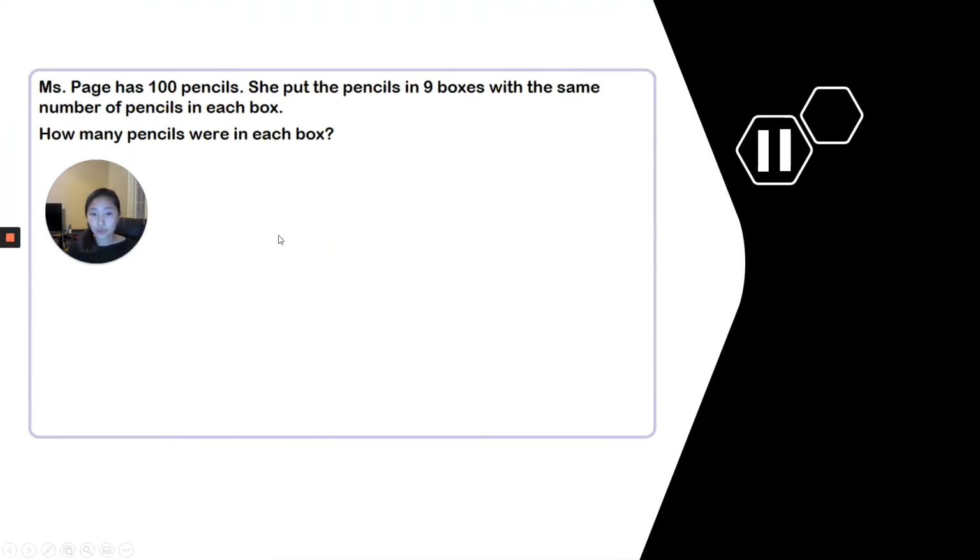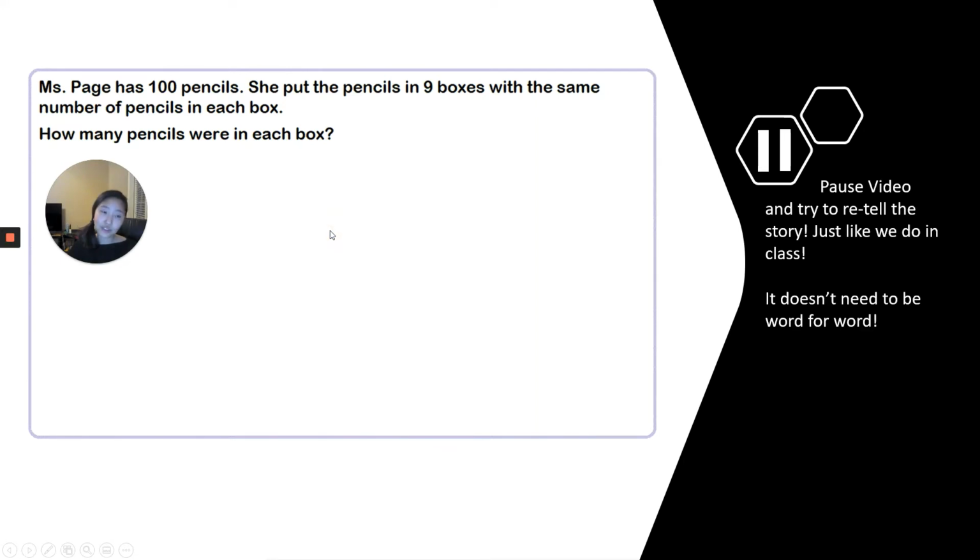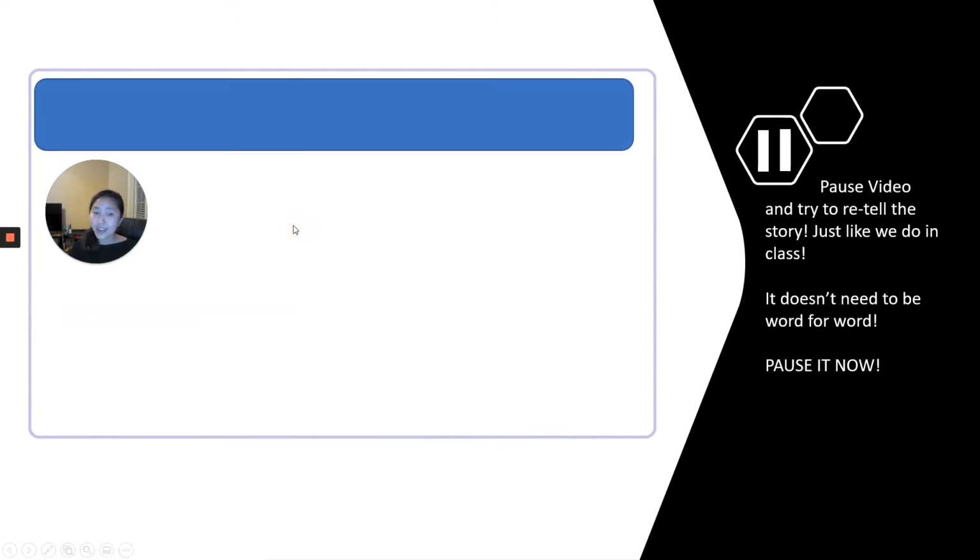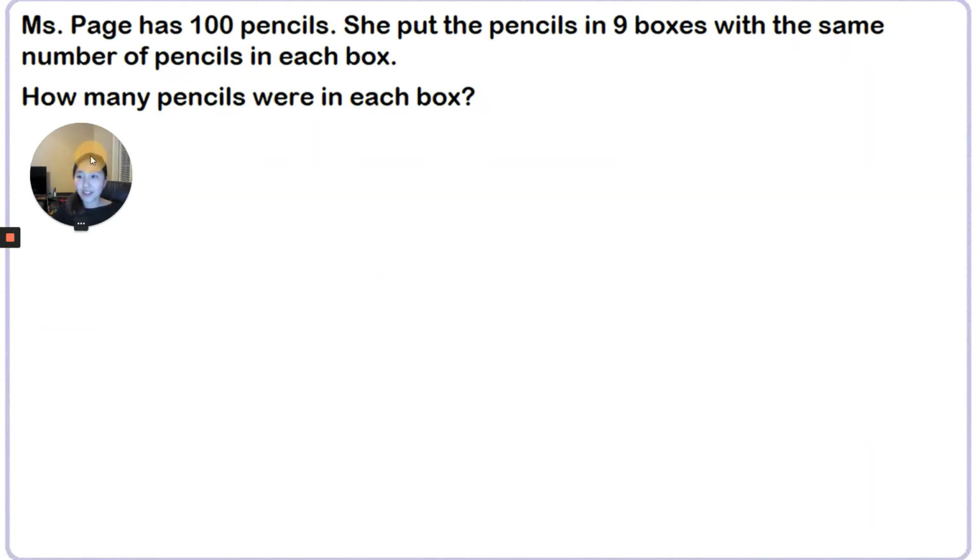So you're going to reread this, and we're going to do our retelling. So right now, if you need time to reread it, pause it right now, reread it, and I'm going to cover it up in about 3 seconds. Just make sure you know it doesn't need to sound exactly the same with all the words, but it still needs to tell the correct story. So I'm going to cover it now, and you can pause to retell.